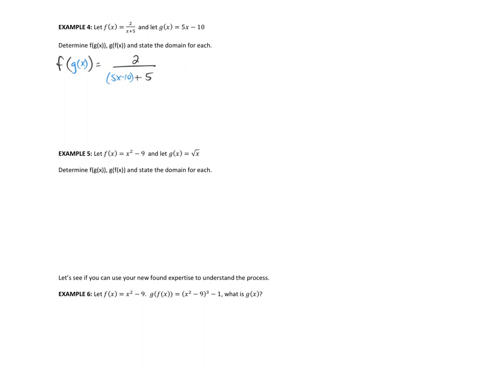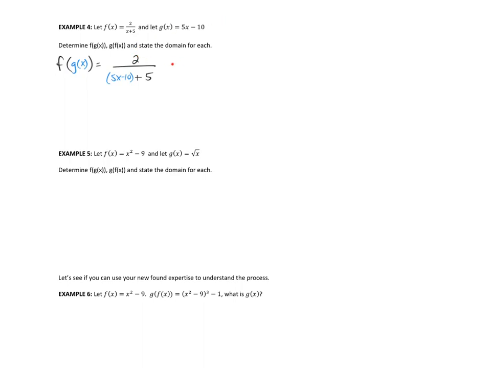The reason I'm going to do this, though, is because this is a great way to check what your domain for this new composition function is going to be. So for example, we always want to look at the inside function and see what its domain is. Well, for 5x minus 10, the domain is all real. So initially, we're thinking we're not going to have problems here.